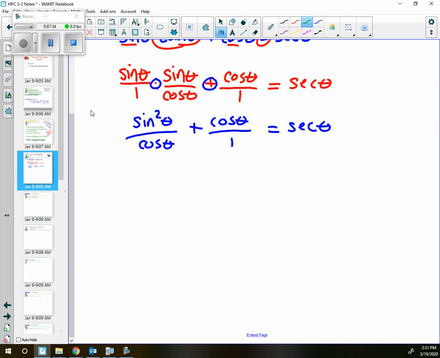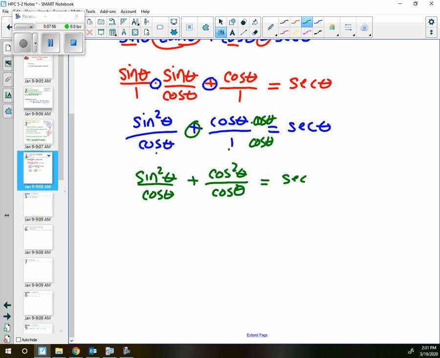Okay, so still on the left, I need to add. When you're adding two fractions, remember you need a common denominator. Right now it is not common. So I'm going to multiply top and bottom by cosine of theta for that second fraction to get a common denominator. So sine squared over cosine of theta plus cosine squared of theta over cosine of theta. Some people are going to be able to do this in fewer steps. I caution you to try not to do too much at once because it's hard to follow the logic.